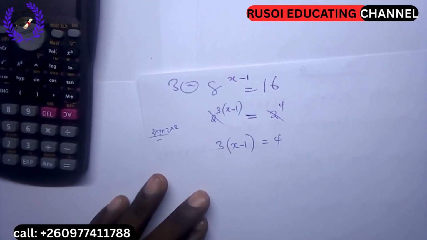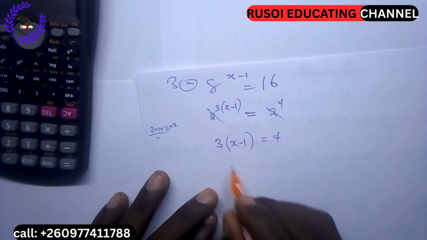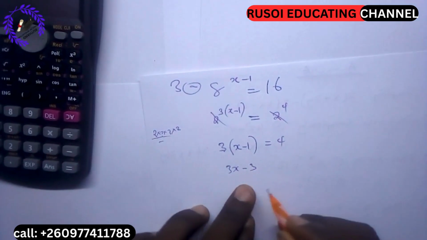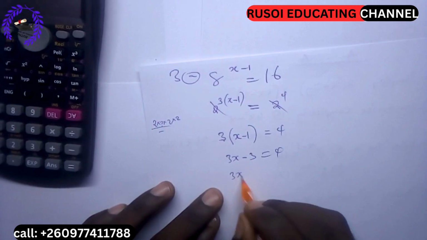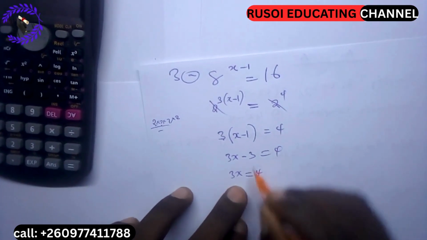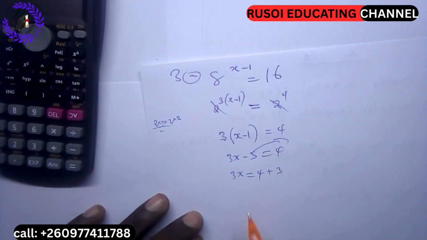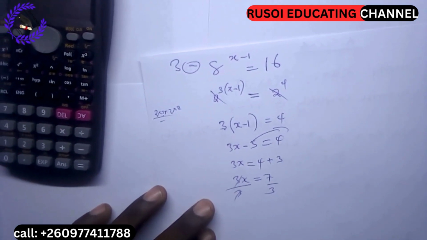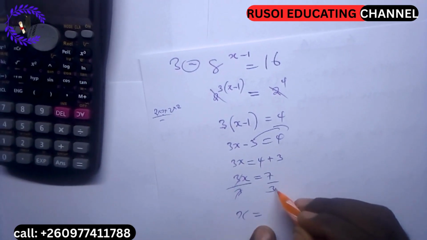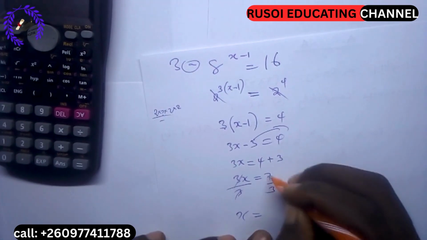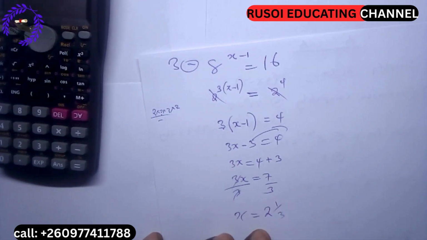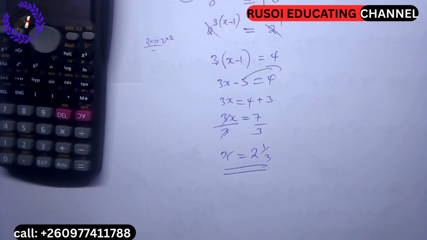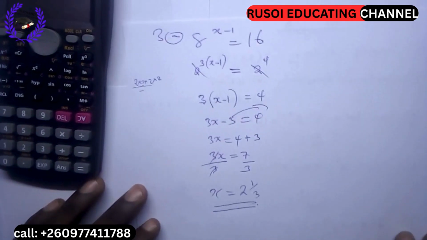After that, you say 3 multiplied by x is 3x, minus 3 multiplied by negative 1 is negative 3, equals 4 here. So 3x equals 4, and this one goes to the other side, it will be positive 3. So 3x is equal to 7. Divide by 3 on both sides. x is equal to 7 over 3, which is 2 and 1 over 3. So that will be the end of that question, that will be the solution.